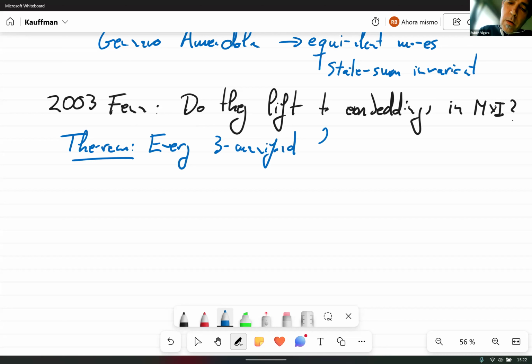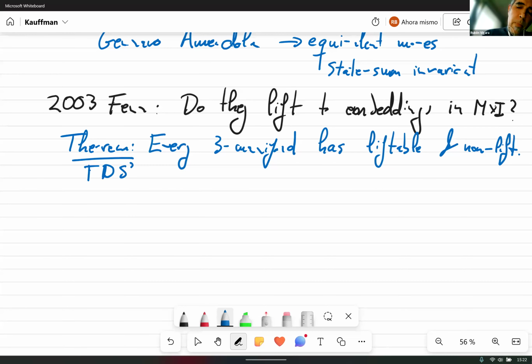As liftable and non-liftable filling Dehn spheres. So we know that a filling Dehn sphere is the image of an immersion into the three manifold. They lift if we can obtain a lift to M cross interval such that this is an embedding.